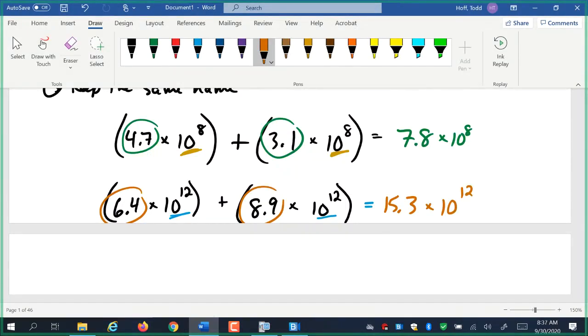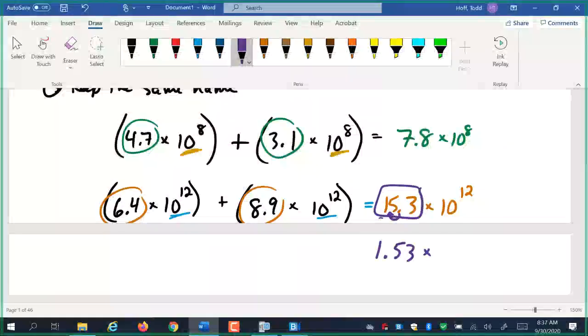However, there's an issue here. Right now, there are 2 digits in front of the decimal point. Proper scientific notation only has 1 digit in front of the decimal point. So we have to move that decimal point over to make that 1.53. Now, things have to balance here. We moved the decimal point to make this number smaller. It went from 15.3 down to 1.53. By 1 decimal place, it got smaller. So we make the power of 10 larger by 1. That is 10 to the 13th.